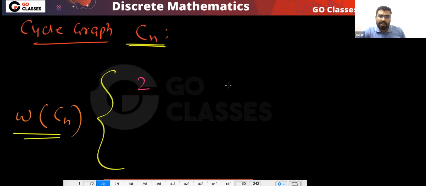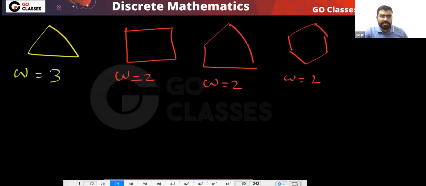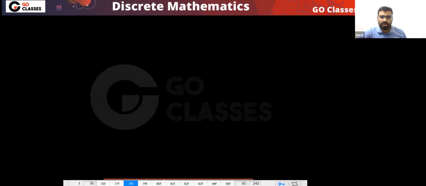I can say omega will be 3 when n is equal to 3, and for n greater than or equal to 4, omega will be 2. That is the largest complete subgraph that you can create. So you can notice here the largest complete subgraph I can create is K2. In this, the largest complete subgraph is K2. Okay, very simple.